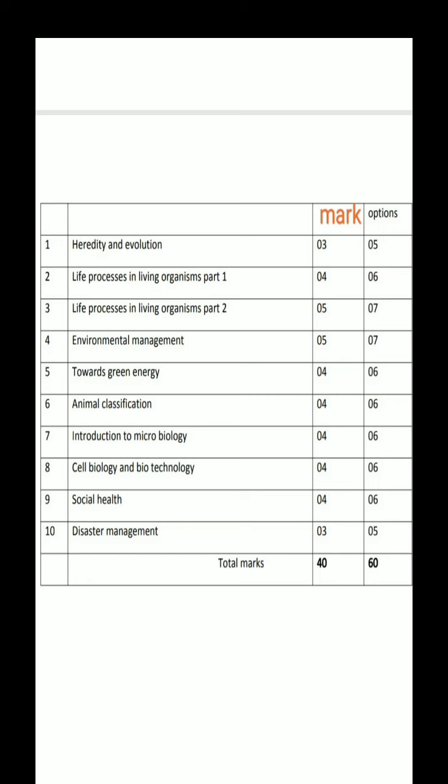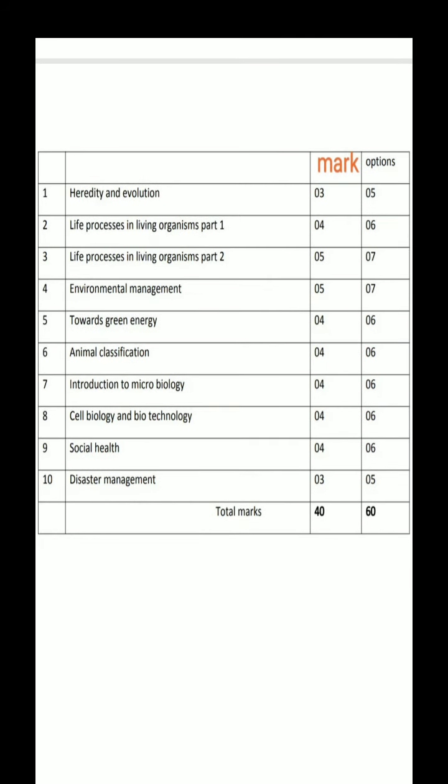Next, introduction to microbiology. It has 4 marks, with option it gives 6 marks. The 8th chapter is cell biology and biotechnology. It gives us 4 marks, with option it gives 6 marks. Next one is social health. It has 4 marks, with option it gives 6 marks. And the last chapter from the syllabus, disaster management, has 3 marks, and with option it gives 6 marks. So before starting the syllabus you must look according to the weightage of the marks.